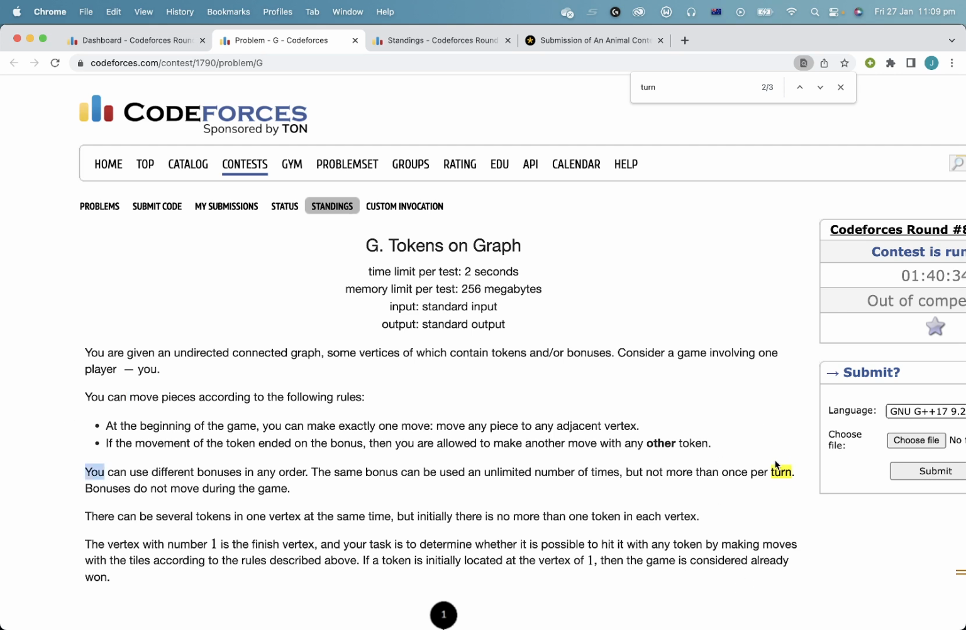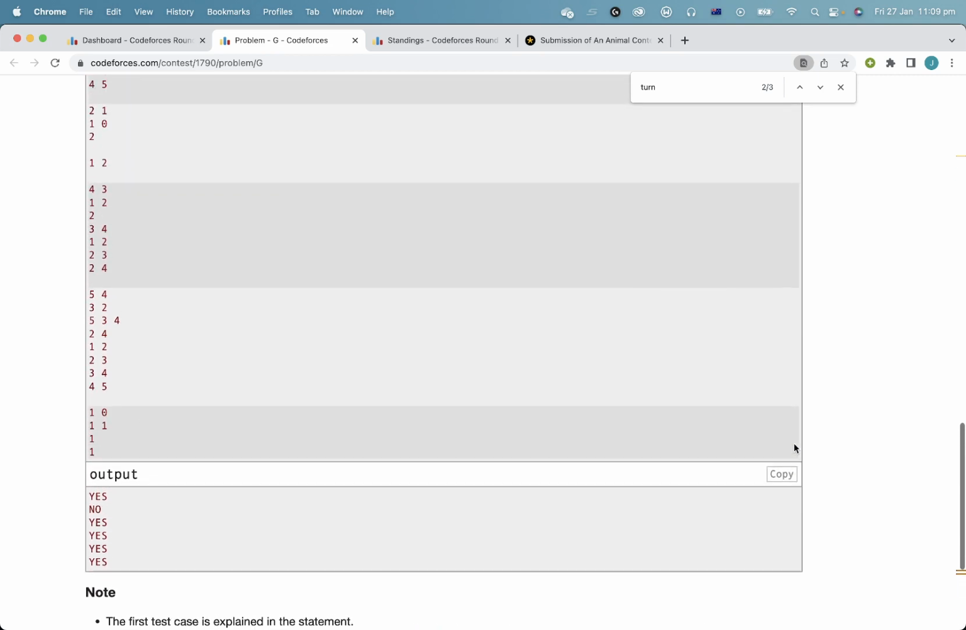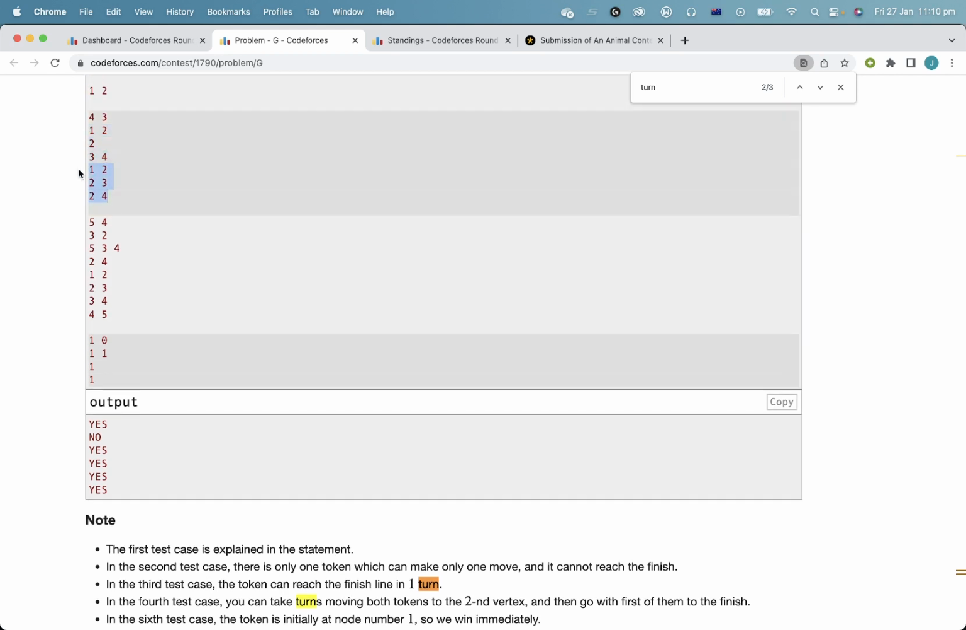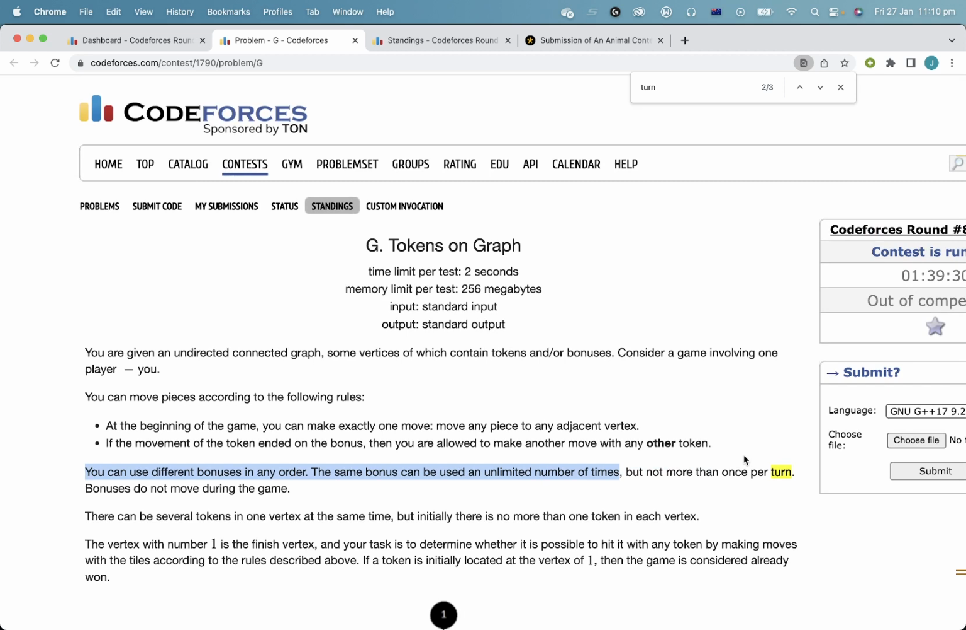I don't understand what turns are. Is one iteration of this considered a turn? This just doesn't make sense. It's really bad. Take turns. Yeah, this problem just doesn't make any sense, I swear. They could have written this in much better English. I have no idea what more than once per turn means.